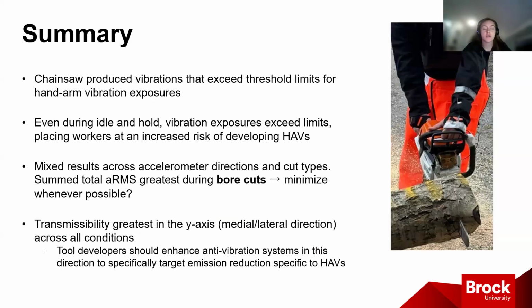So to summarize the findings, chainsaw vibrations during tree cutting tasks exceed the threshold limit values for vibration exposures across all cuts, where even during idle, these vibration exposures exceeded the limits, which place workers at an increased risk of developing various hand-arm vibration syndromes. So when looking at our accelerometers, the results differed across cut types. For the hand, the down cut was the most risky with the highest exposures, and the saw showed the bore cut from a general perspective. So these cuts should technically be minimized whenever possible, although understandably that's not always doable with the way that the job goes. It may not be really practical.